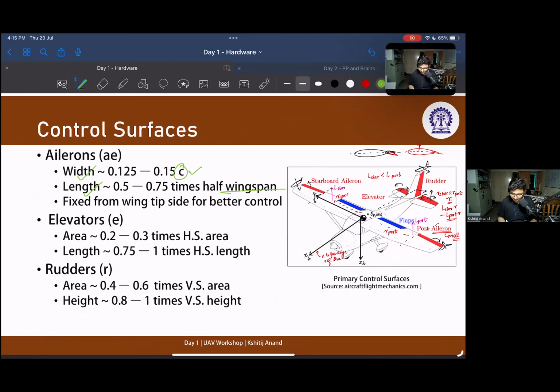So it's sized. The elevators have to be 0.2 to 0.3 times the area of the horizontal stabilizer. So now we have the area of the elevators and we have the length of the elevators because we know the horizontal stabilizer length. Now we can find out the breadth of the elevators. Similarly, we have rudders and we can size the rudders.